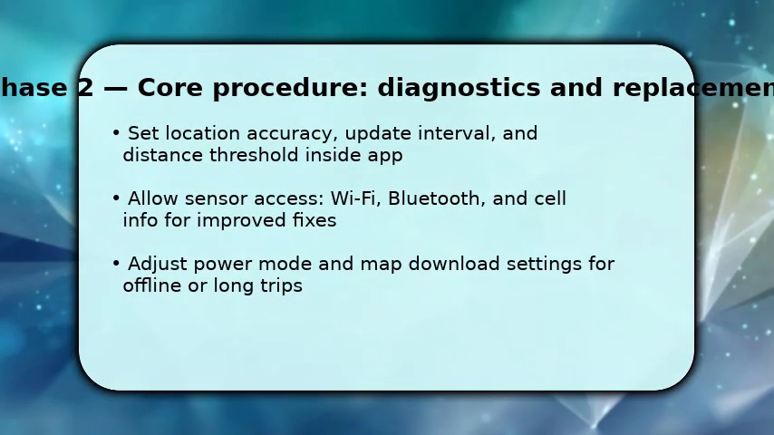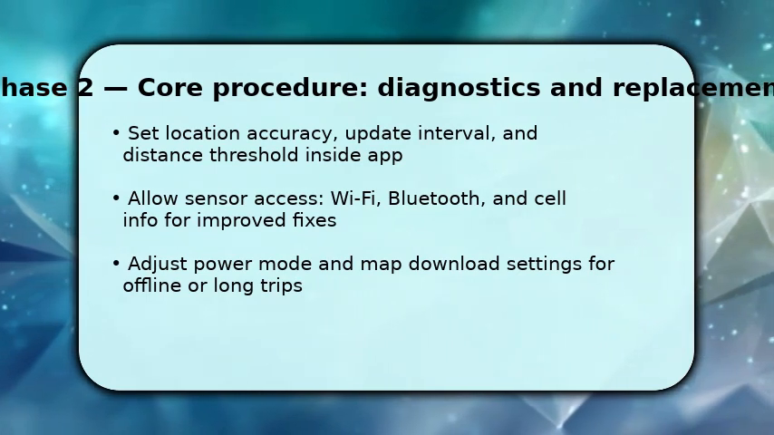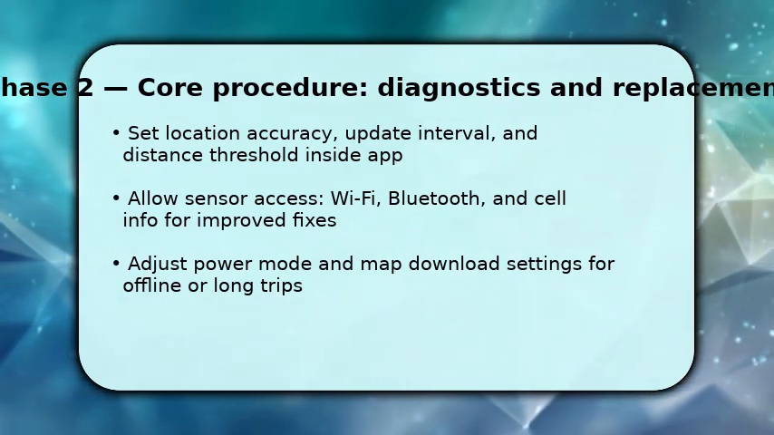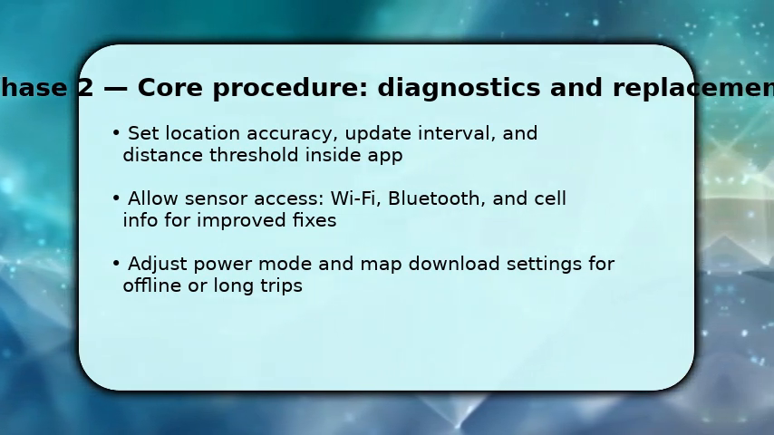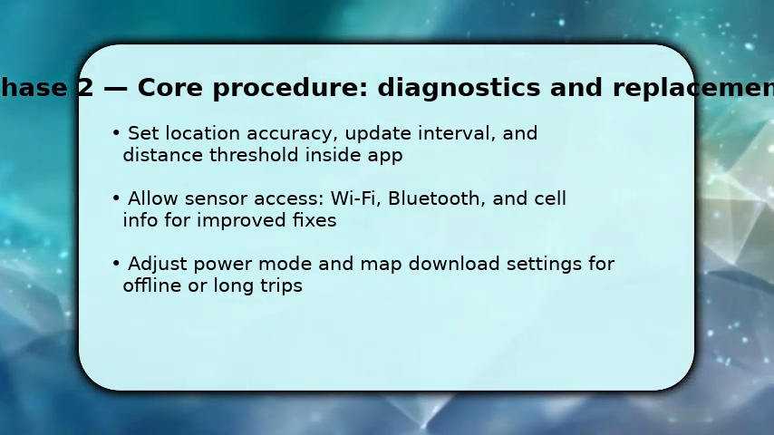Once permissions are set, configure the app's internal options to match your needs. You should set accuracy versus battery trade-offs. Pick high accuracy for navigation and lower update frequency for background tracking.